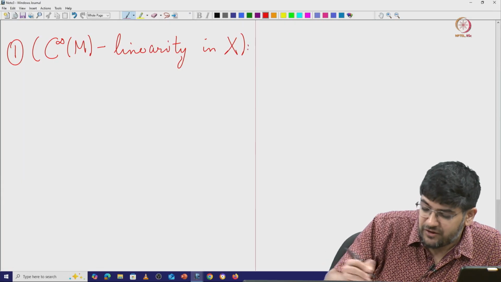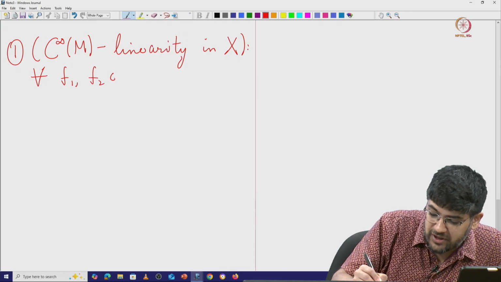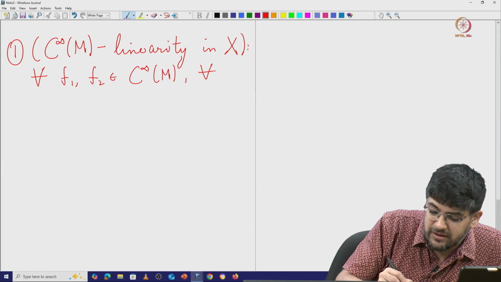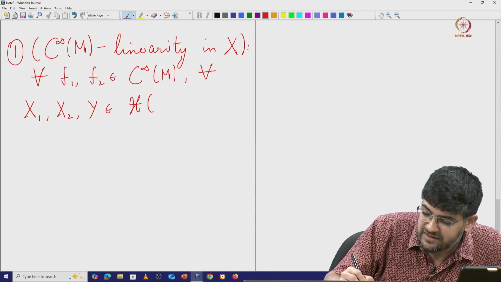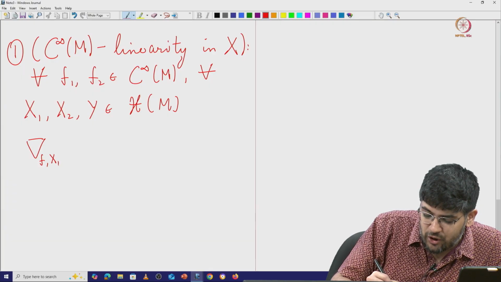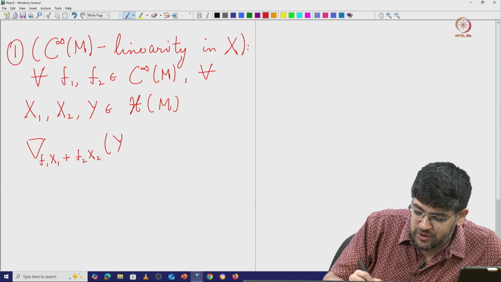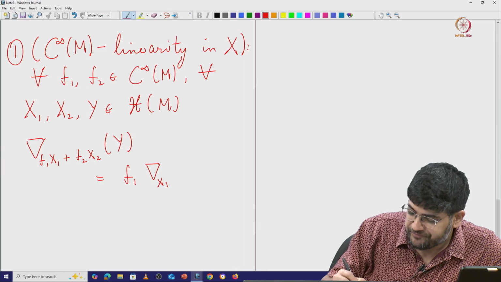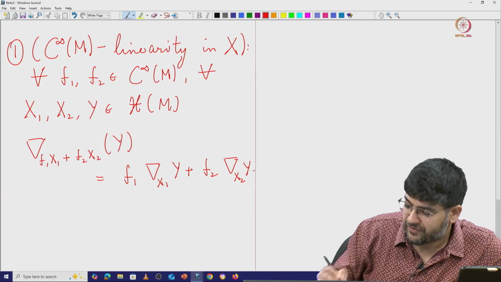In X, which means that for all f1, f2 smooth functions and for all x1, x2 and y vector fields, if you take the derivative of y with respect to f1 x1 plus f2 x2, then that splits as this linear combination. Okay.